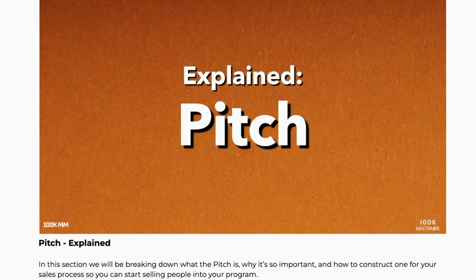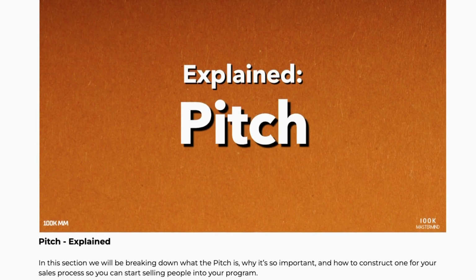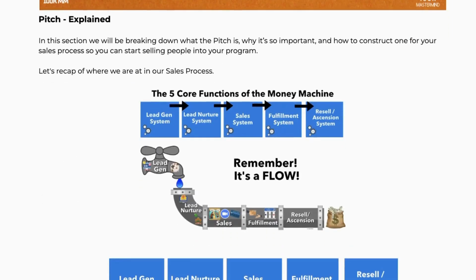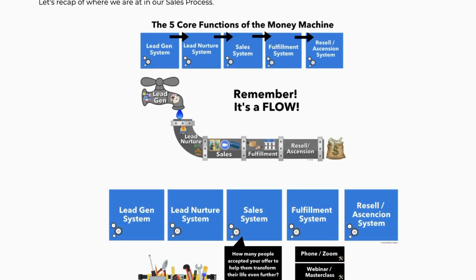So the first thing we want to do is actually go ahead and explain what the pitch actually is. All right. So let's recap our entire sales process. So we know that of the 5 core functions of the money machine, the sales system is one of the systems. Now, this entire process, the 5 core functions actually work cohesively. So if you take the sales system out of the function, then you can't actually move forward, right?